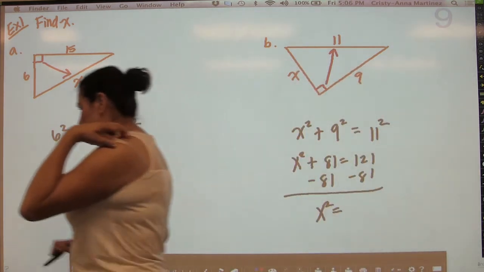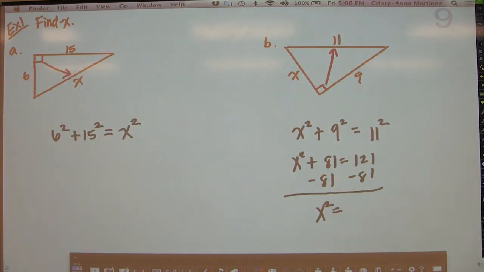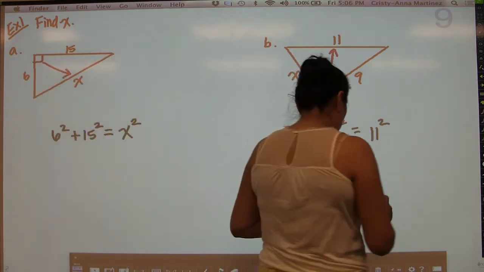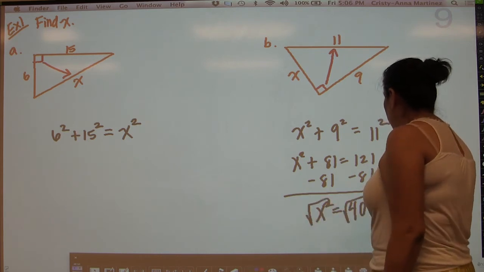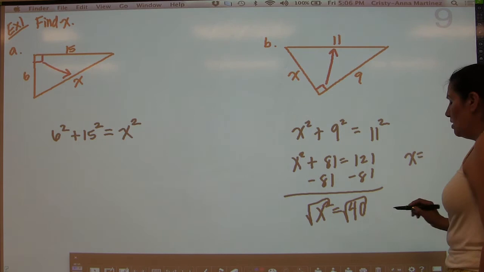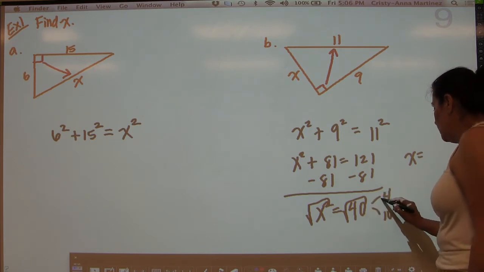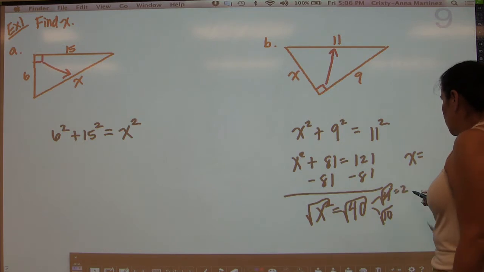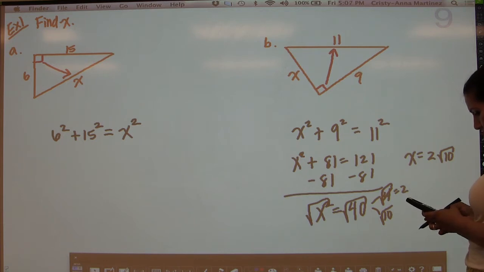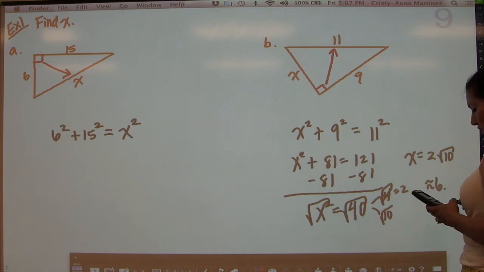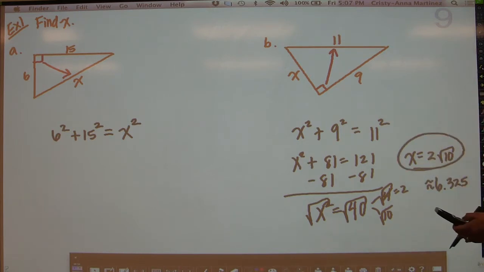And 121 minus 81 is going to equal 40. Take the square root of that, and x is going to equal, 40 is basically 4 times 10. The square root of 4 is 2. So we're going to get 2 root 10, which is approximately 6.325. But I really do prefer that you write the exact answer, which is 2 root 10.